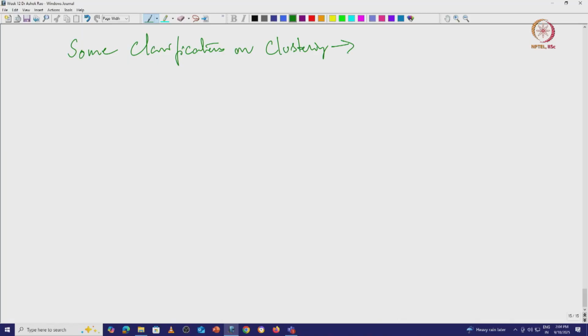Okay, welcome. We have some clarifications on clustering which we did, and we will continue with clustering algorithm.